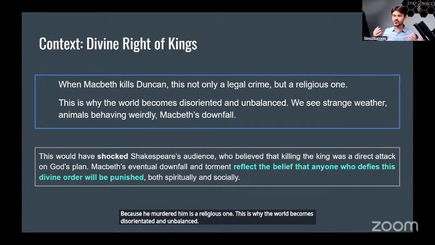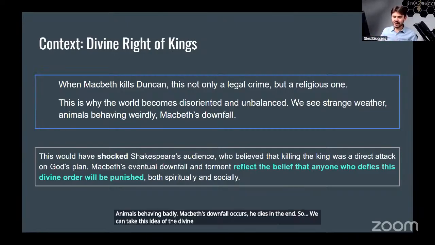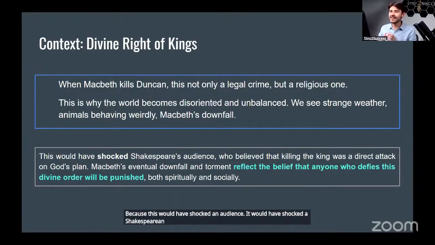We see strange weather occurring, animals behaving badly. Macbeth's downfall occurs. He dies in the end. So we can take this idea, the divine right of kings, and we can apply it to Macbeth, because this would have shocked an audience. It would have shocked a Shakespearean audience who believed that killing the king was a direct attack on God's plan.